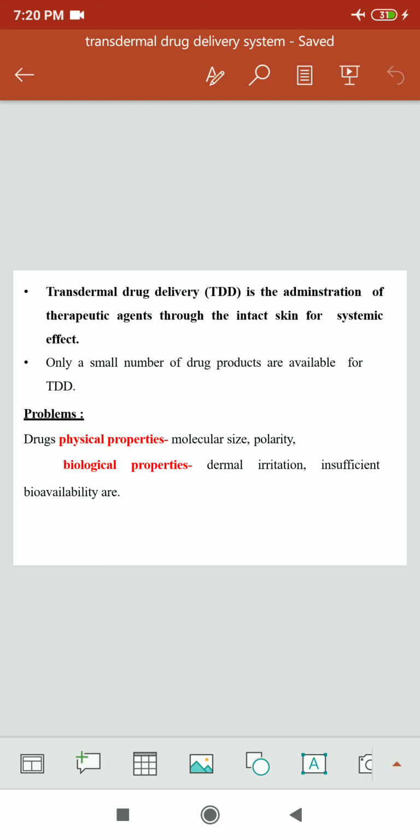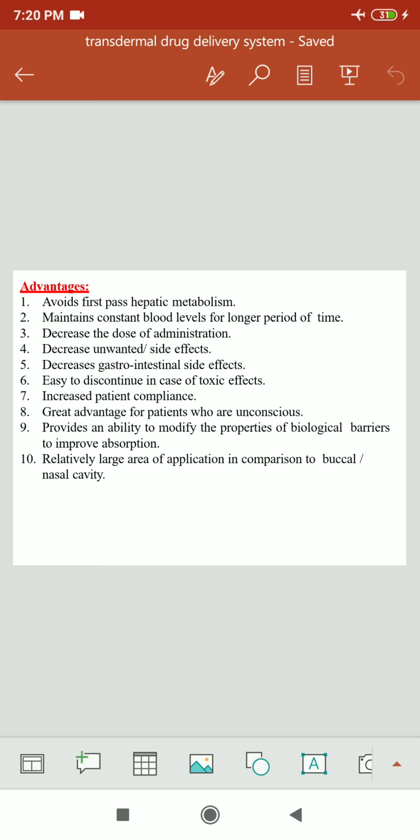Second is the polarity. Drug polarity affects penetration into the skin. Next is biological property, like dermal irritation and insufficient bioavailability. So these are the problems of the drug.